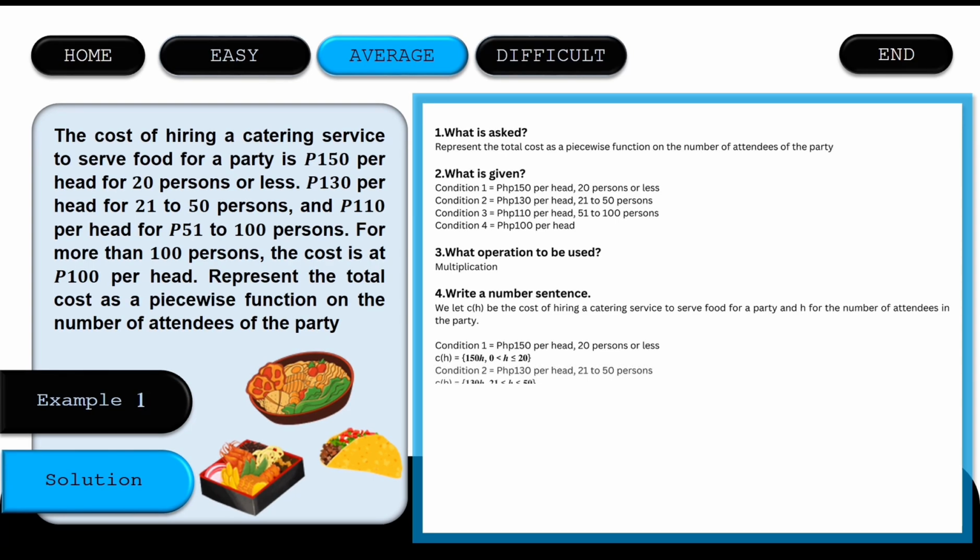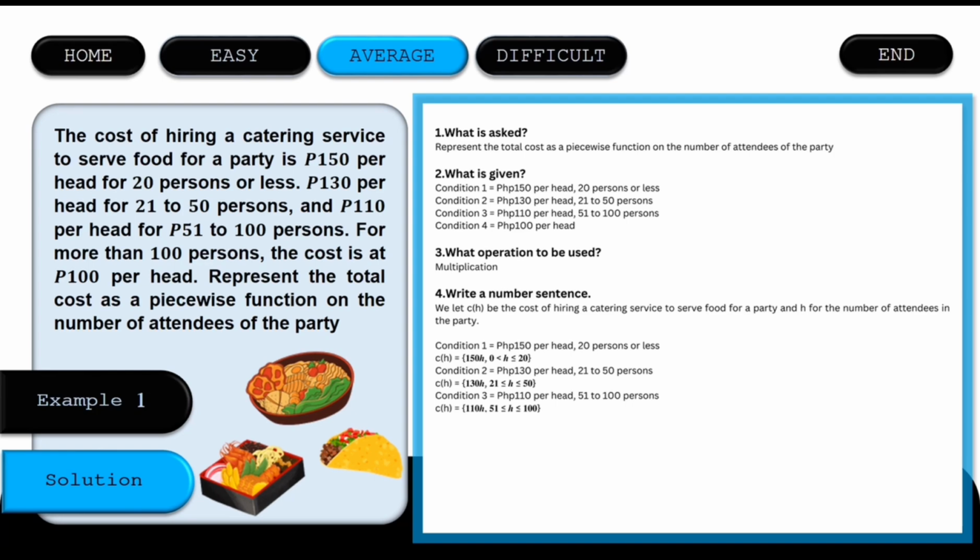Next statement, 130 per head for 21 to 50 persons. Ito ay 130 times H ulit, which represents the number of attendees for the interval 21 to 50 persons. This is H is greater than or equal to 21 but less than or equal to 50. Sunod naman, 110 per head for 51 to 100 persons. 110 times the number of attendees for 51 to 100 persons.